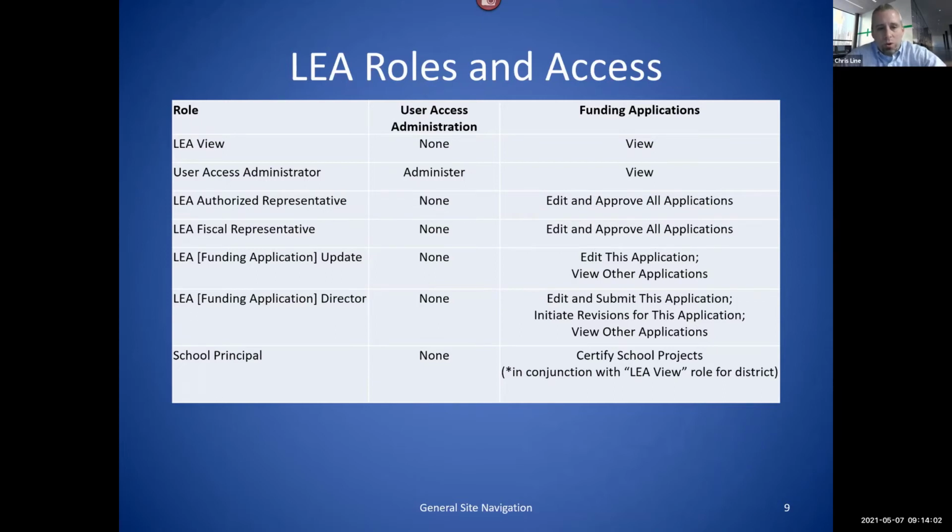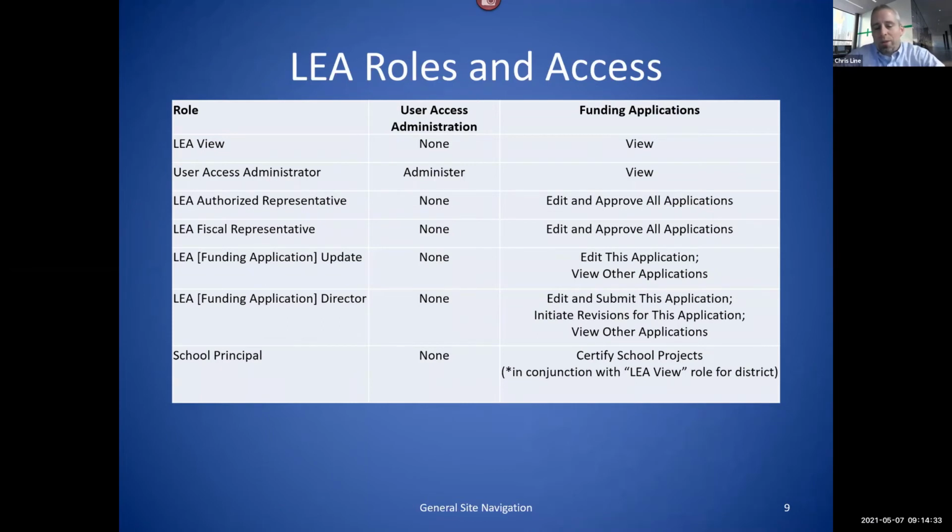Authorized rep, sometimes referred to as superintendent, can do a lot in the system. They can edit and approve all funding applications. The LEA fiscal rep or treasurer can do the same, edit and approve the funding applications. And then each funding application has an update and a director role. The update role allows you to edit the content of the funding application. The director role allows you to submit the application. So the director is kind of the gatekeeper that says, okay, this thing is ready to go.